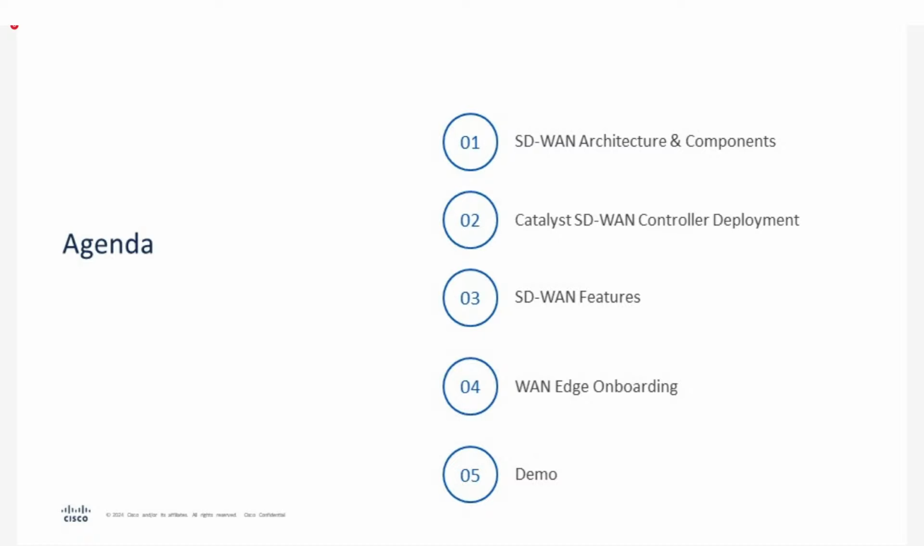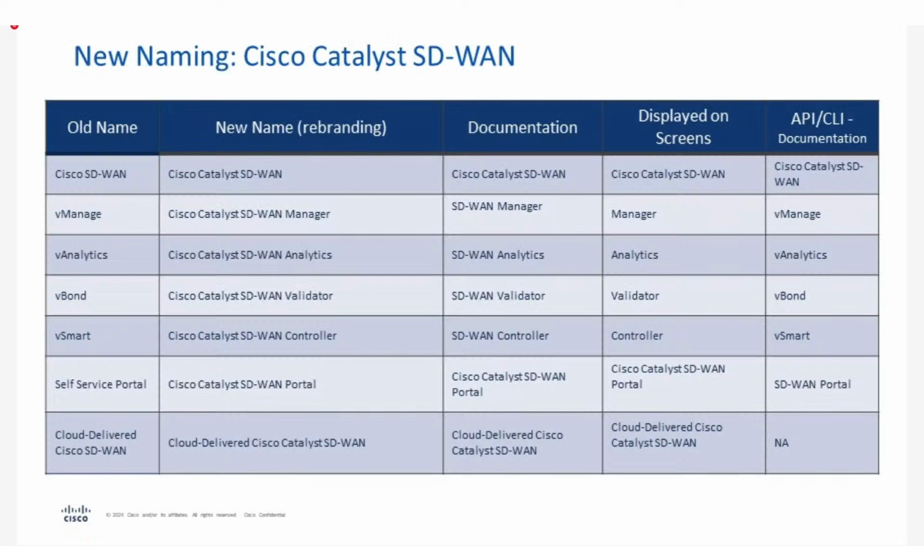So this is the agenda for today. We will start off with the overview of Catalyst SD-WAN architecture. Then we will take a look into the SD-WAN components and the controller deployment options we have. After that, we will take a look into some of the SD-WAN feature overview. And then we will look into the various onboarding methods for the WAN edge routers. And lastly, we will have the demo on the manager dashboard, and Peter will walk us through some of the device onboarding methods as well. So we have a lot of ground to cover, so let's go ahead and dive into each of them.